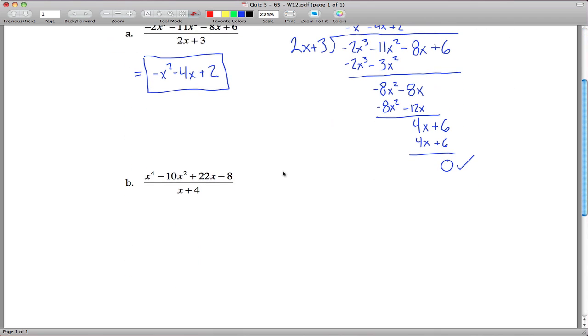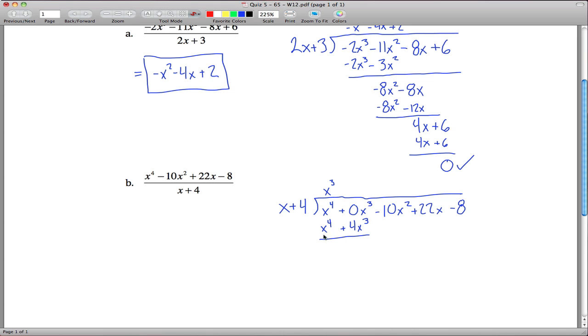Part B, going to repeat that whole process. x plus 4 divided by, be careful here, we got x to the fourth, but we don't have an x cubed term. So I'm going to put in plus 0x cubed. And then I got negative 10x squared plus 22x minus 8. So what do I put up here so that when I multiply it times x plus 4, I get x to the fourth? x cubed. x cubed times x is x to the fourth. x cubed times 4 is 4x cubed.